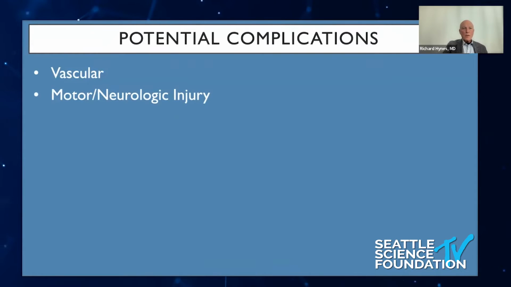You can have motor neurological injury. It's rare. We don't neuromonitor any patients, and so it's extremely rare. We have no femoral nerve injuries with OLIF ever.